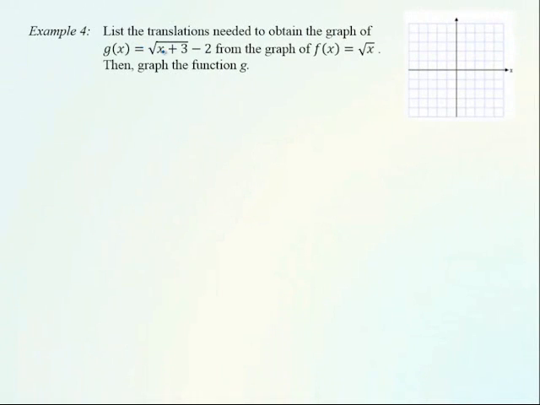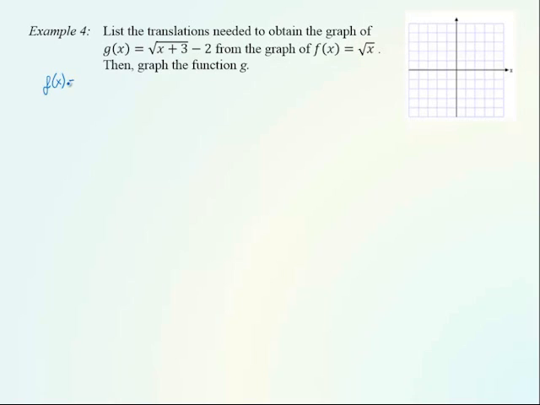And now we have a combination of the 2 movements. We would like to graph g of x, root of x plus 3 minus 2, using the basic graph of just root of x. Well, what kind of transformations do we need to apply to the original function root of x to obtain g of x?